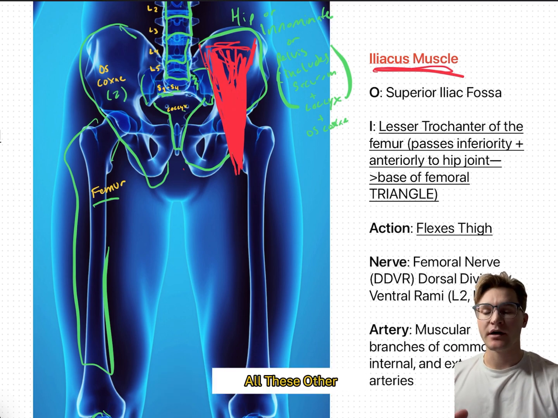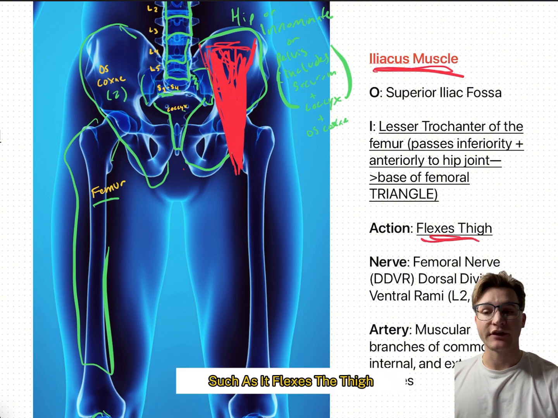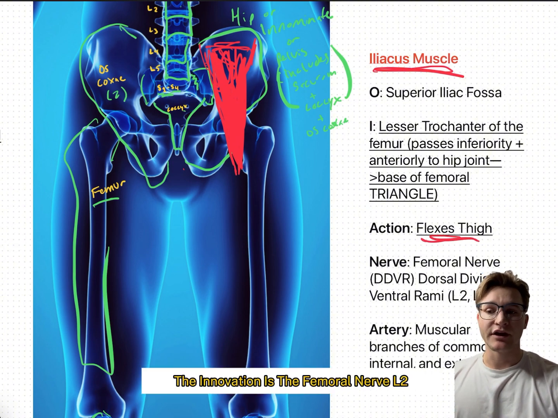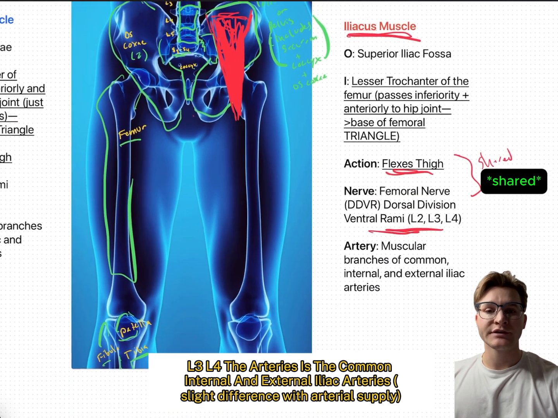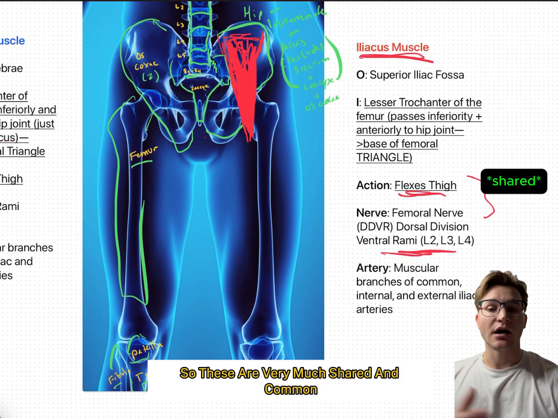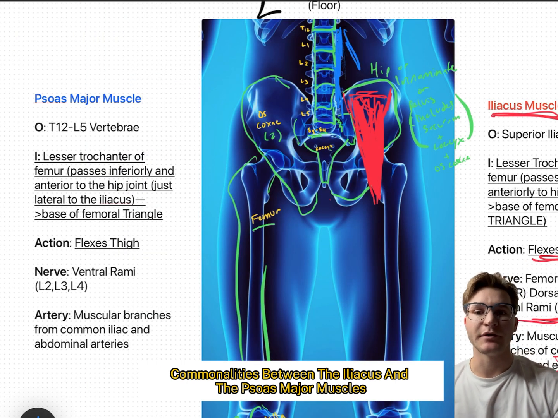All of these other characteristics are shared with the psoas major muscle, such as it flexes the thigh, the innervation is the femoral nerve L2, L3, L4, the arteries are the common internal and external iliac arteries. So these are very much shared commonalities between the iliacus and the psoas major muscles.